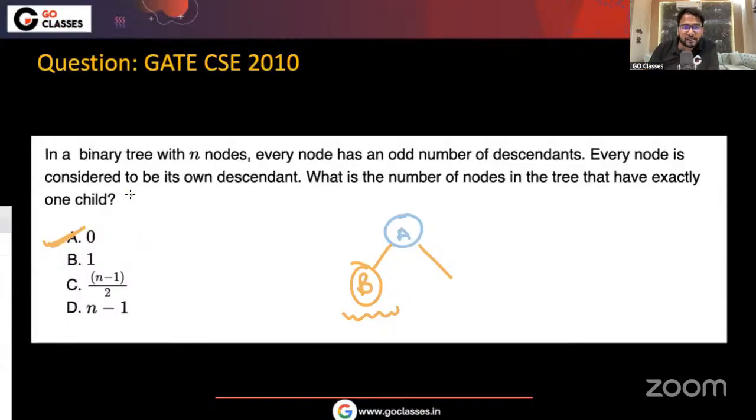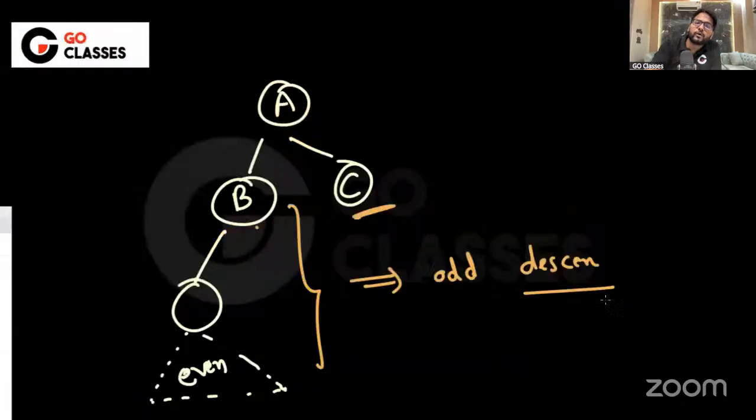They are saying including itself. Including itself, every node is considered to be its own descendant. So basically, they are saying odd, but you can read it as even. If you just remove this line, you can just read it as even for the sake of simplicity. So if you want an even number of descendants, then you cannot have exactly one child. So that's why it is zero. Because the moment you have exactly one child, since everything will be having even, ultimately B cannot have an even number of descendants. It will automatically be odd.